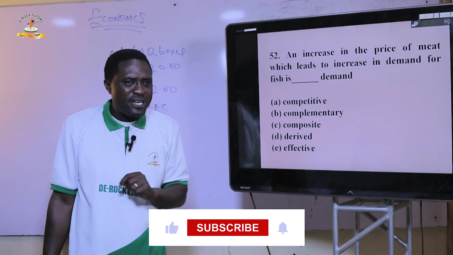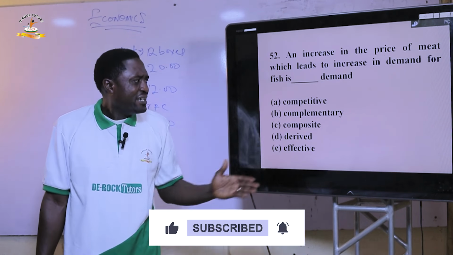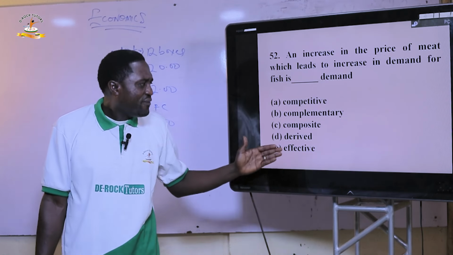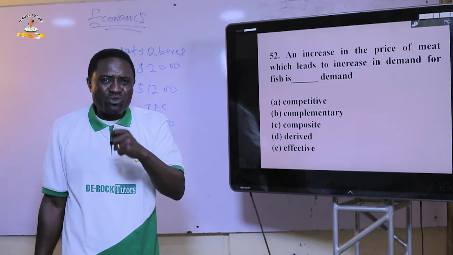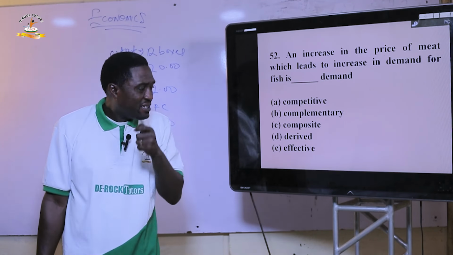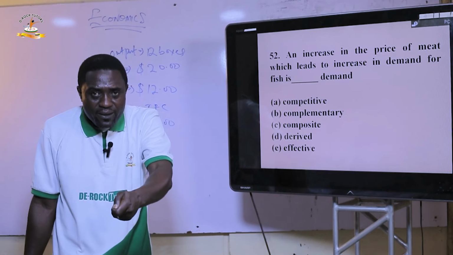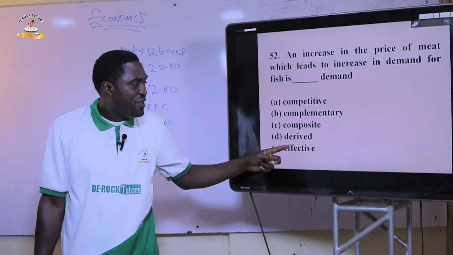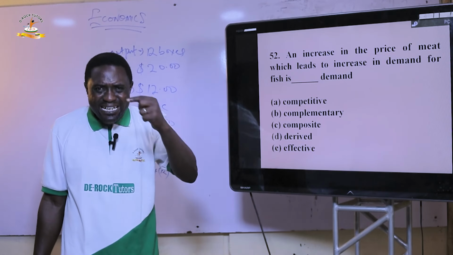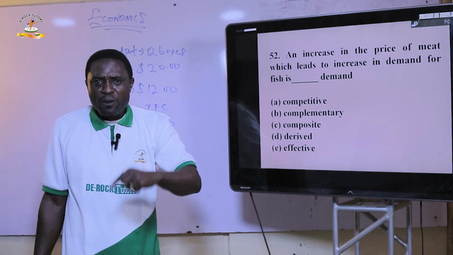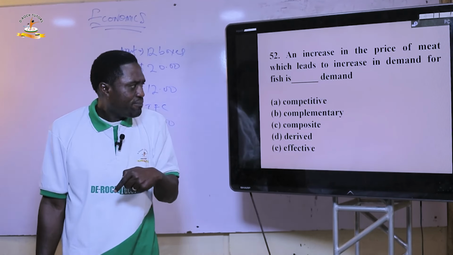We call it complementary demand. It can be composite, it can be derived. Effective demand is that point where you are paying for the particular commodity you want to buy. That demand has become effective. When you are willing and able to buy, by the time you pay for the commodity you want to buy, it has become effective demand. Derived demand, you are buying it for the purpose of what it's going to produce. That is what is called derived demand.